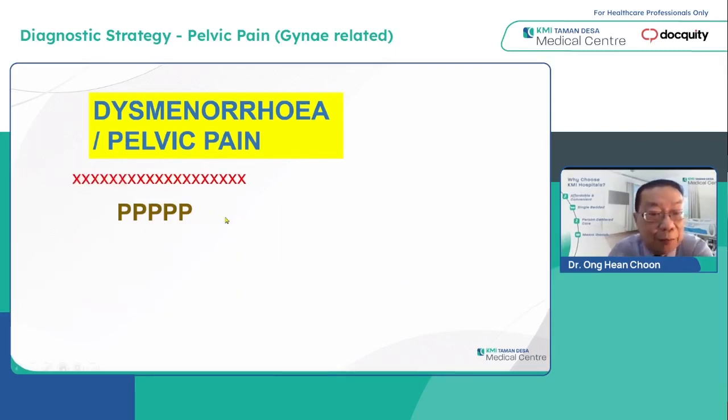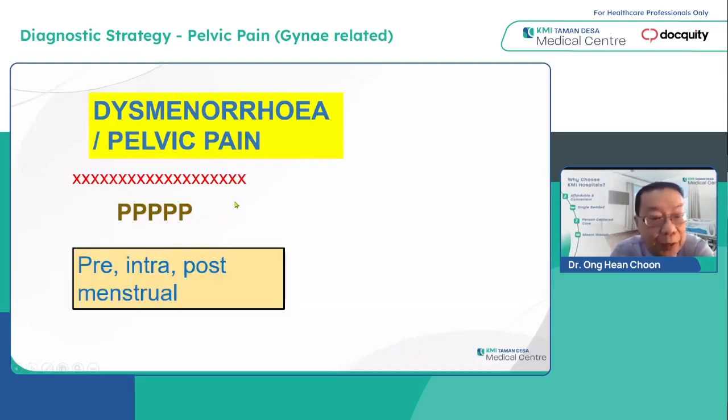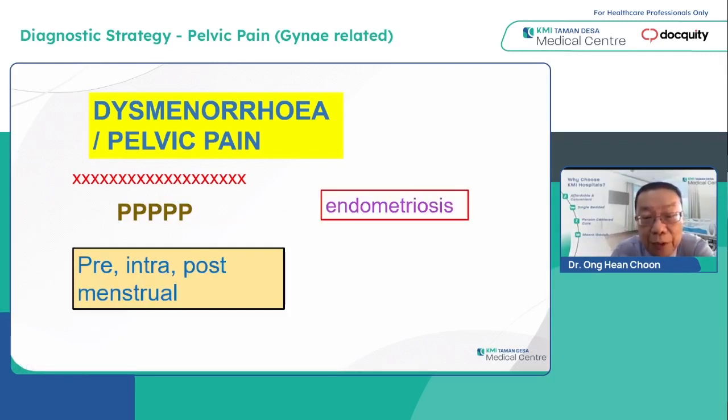Now, there are some women who have pain before the period, during the periods, and after the periods. So here we have a condition where there is premenstrual, intramenstrual, and postmenstrual pain. And in standard teaching, usually it is due to endometriosis. Now, I'm quite sure you all know what endometriosis is, so I don't have to describe it in full.